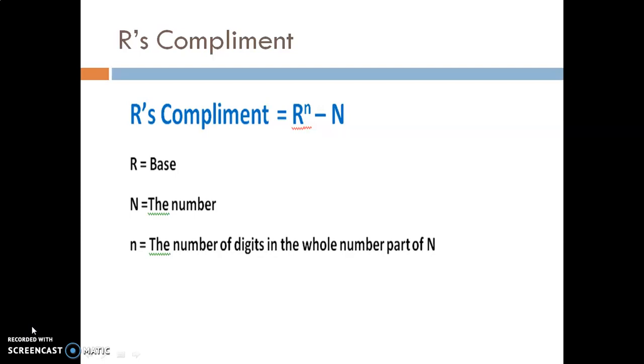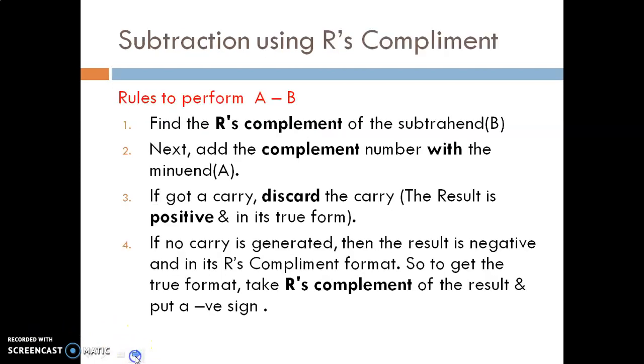Here we are concentrating only on the number of digits in the whole number part, even though the number contains a fractional part. We will be taking only the whole number part digits. That is why the formula is R raised to small letter n minus N, where small letter n represents the number of digits in the whole number part, and capital letter N represents your actual number whose R's complement needs to be found out. Okay, so what is the rule for R's complement subtraction?